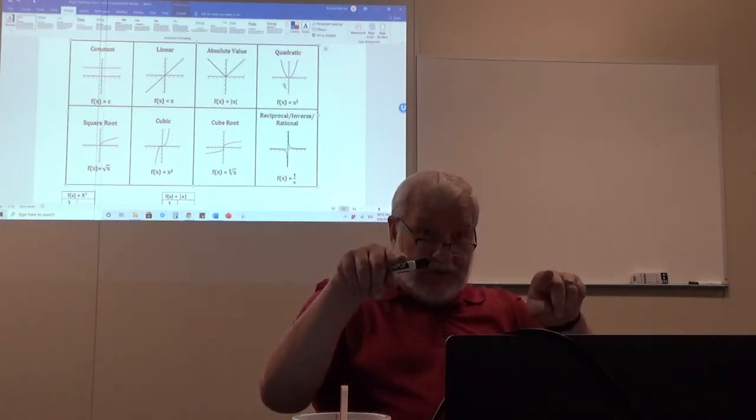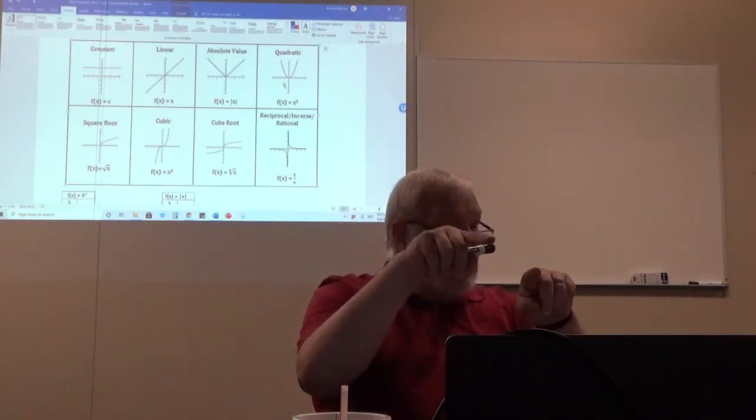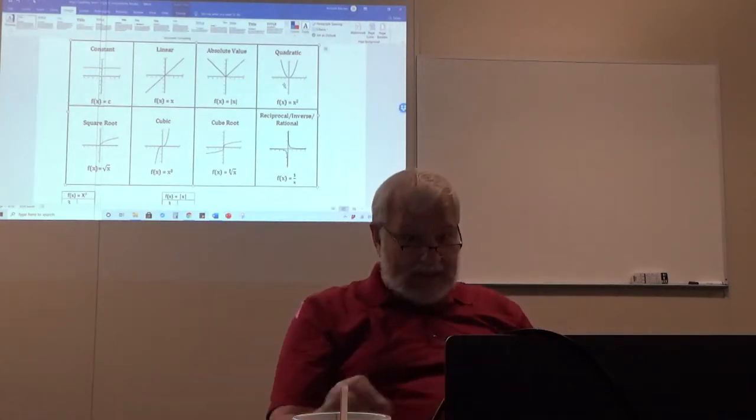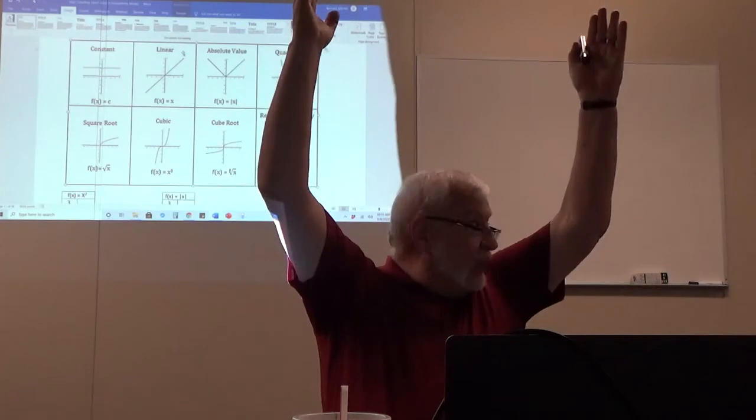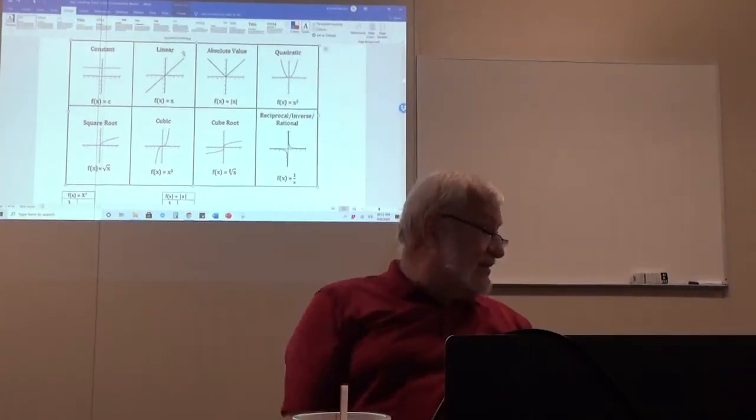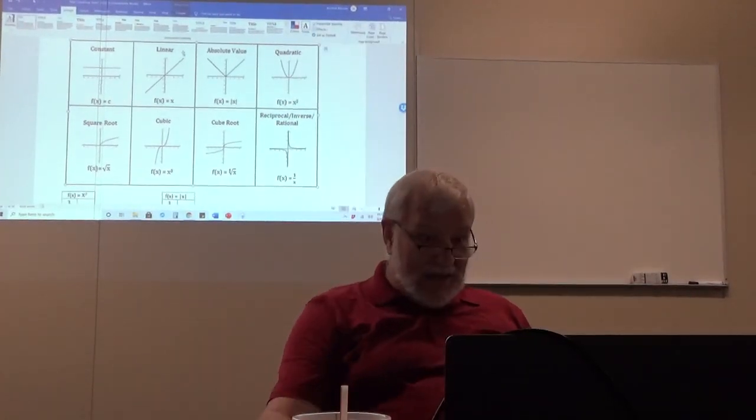If I go negative 2, I go up 4, negative 3, up 9. That's what produces that graph. And when you're negative 4, you're up 16, you're already off the graph in most cases. All right? So that'll be that.